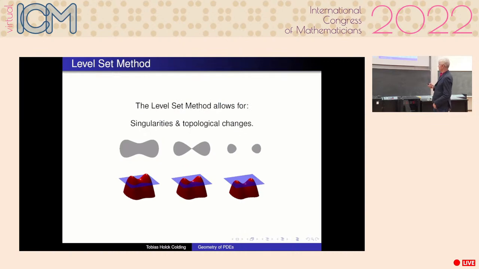One of the points about the level set method is that it allows for topological changes and singularities. In this example, it's the boundary of the gray domain that is the front we're tracking. You see that the boundary develops a singularity, and then there's a topological change. It goes from one component into two components. In the images below, you're thinking about the boundary as the level set of a function. This is the function here, and the axis is the value of the function. So this is the level set method.